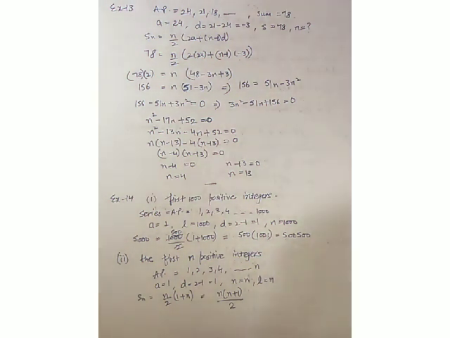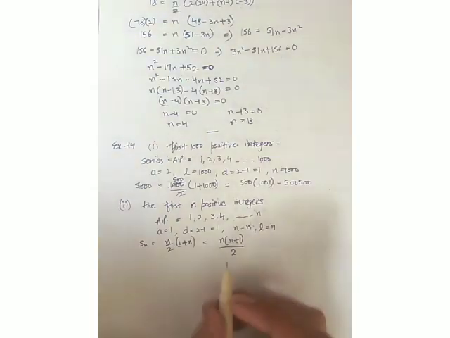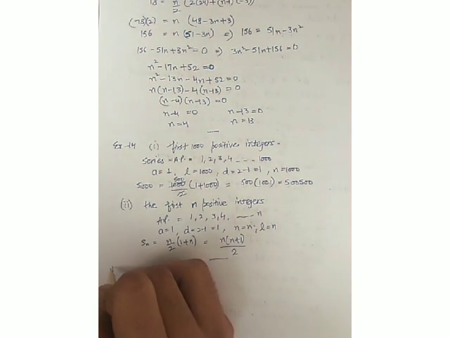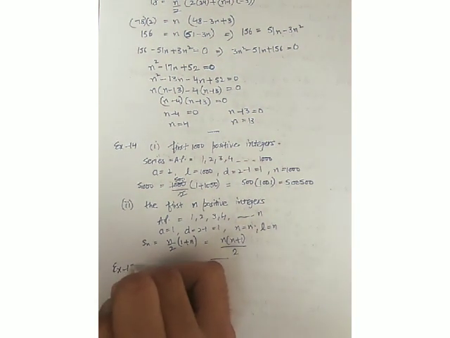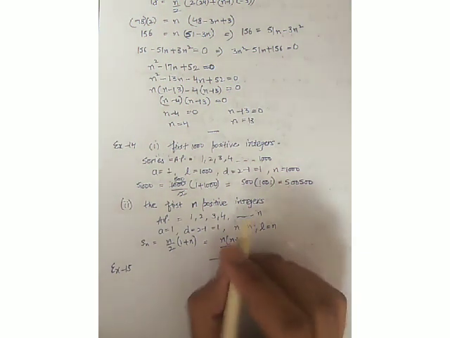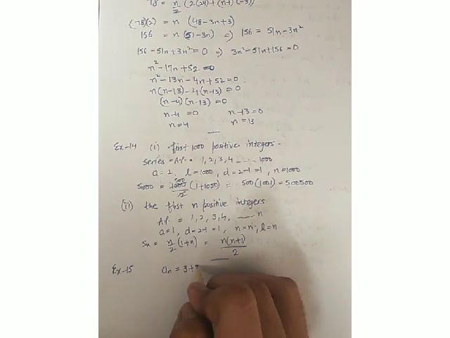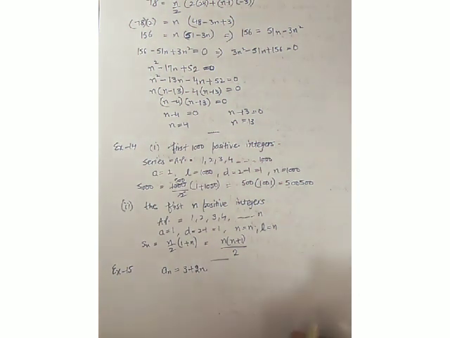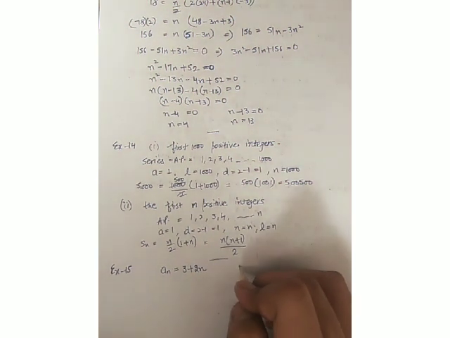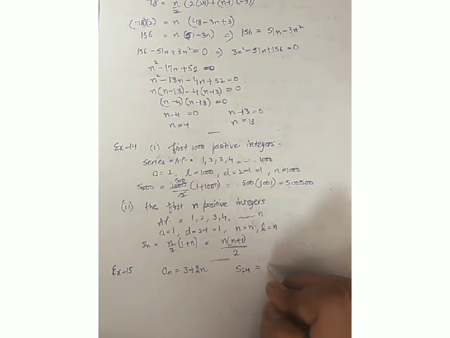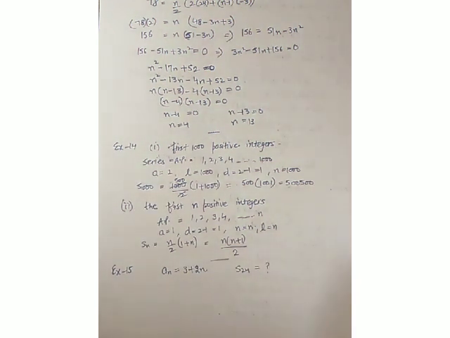So we are done with the 14th example. Let's move to the 15th example. In example 15, we are given a general term, that is an is given as 3 plus 2n, and they have asked us to find the sum of first 24 terms. No AP is given, but only the general term is given.